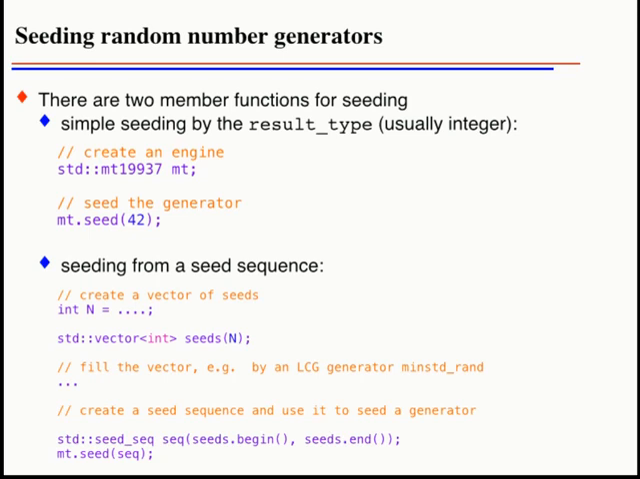That's one way. The other way, since you have to build this huge initial sequence, there is a better way: to not just provide one number to the generator, but to provide a list of numbers. Like in this case, we provide n different seeds, which might give some more randomness to our problem, and we can use the seed sequence class of the standard library, where we copy over the seeds that we created, and we can seed the random number generator with the seed sequence.